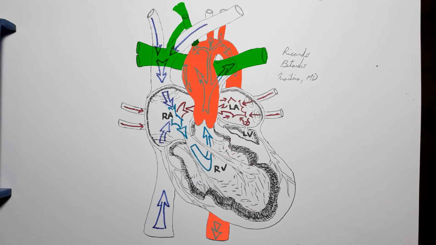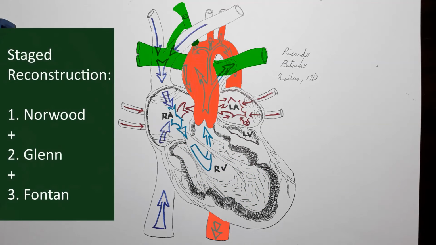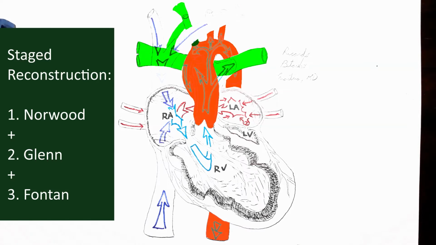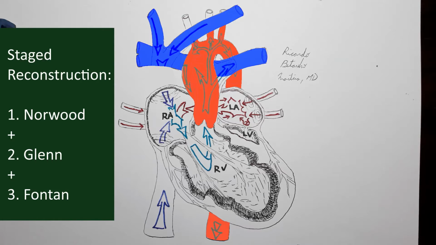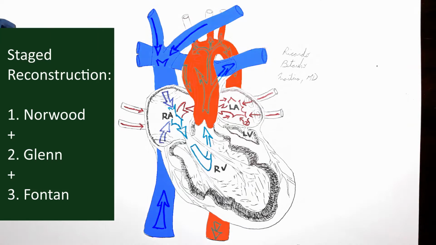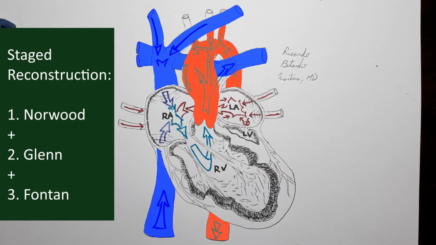Then, on a second stage, we will have the Glenn procedure, which means basically we'll be diverting the superior vena cava directly into the right pulmonary artery. And then the third stage, the Fontan procedure, which means we will be diverting the inferior vena cava into the right pulmonary artery. Basically, the Glenn and Fontan procedures, which we've seen before in other conditions, are essentially bypassing the right heart so as to not mix up deoxygenated blood with oxygenated blood.